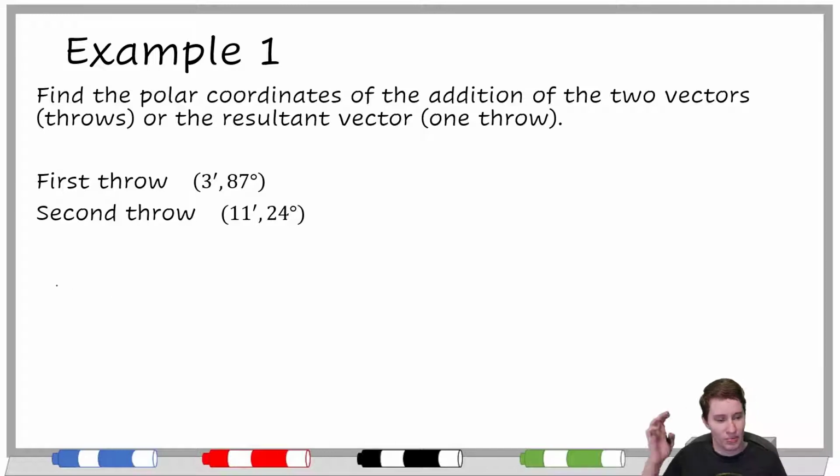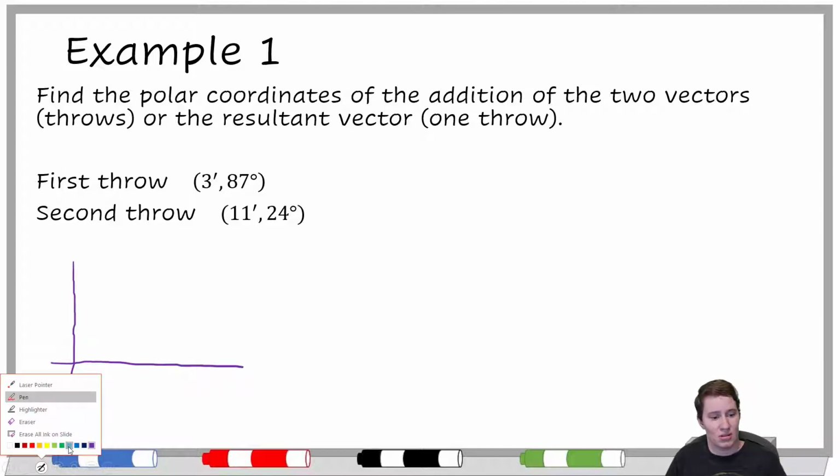I don't know how helpful, but we could draw it and kind of get an idea of what we think it would look like. When we draw vectors, this is going to be mediocre at best. We're going 87 degrees and then 3 feet. So that's almost 90, and compared to our 11 feet, that's not very far.